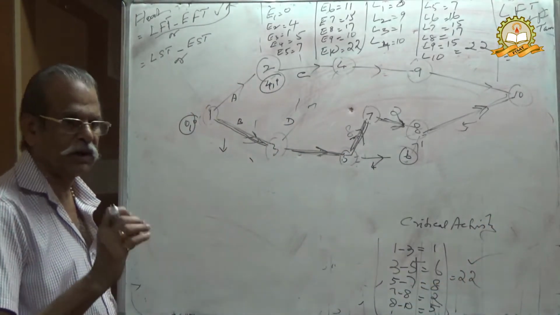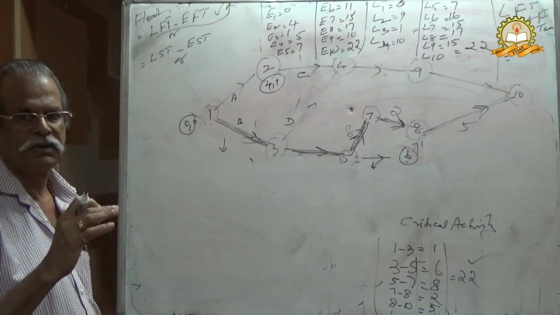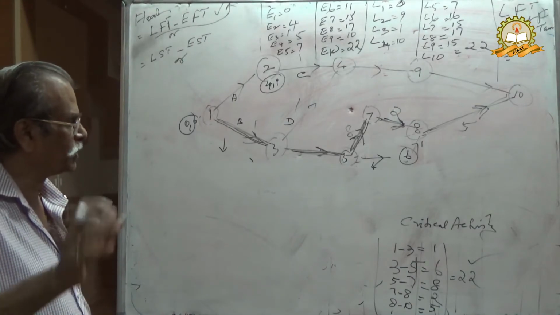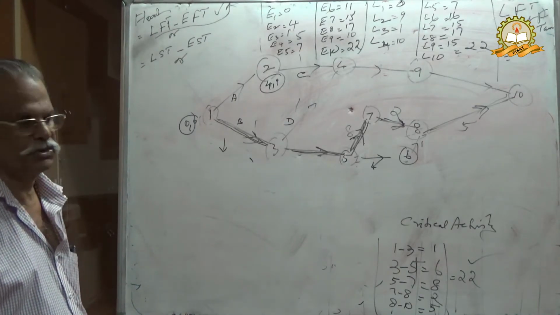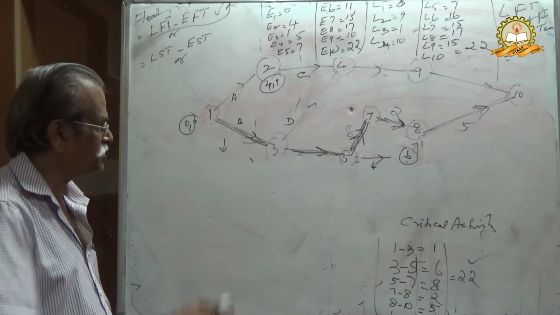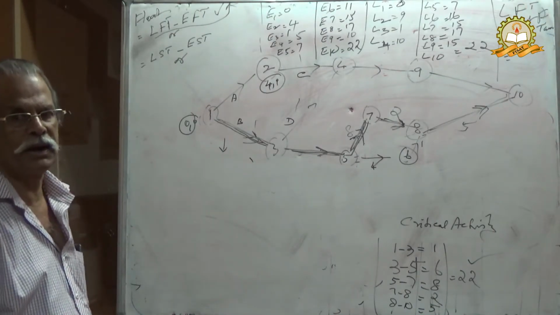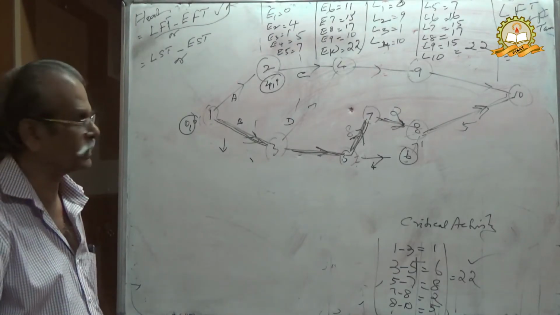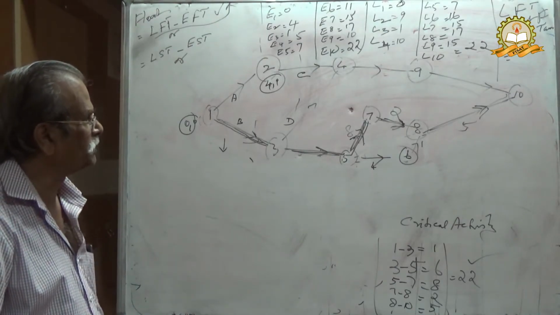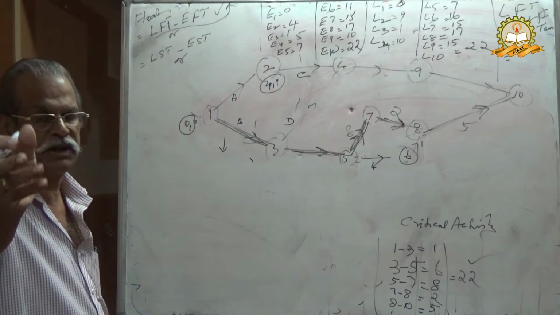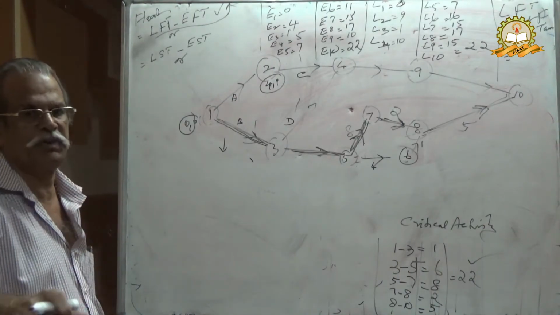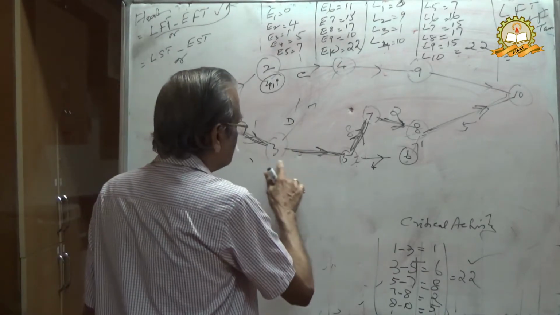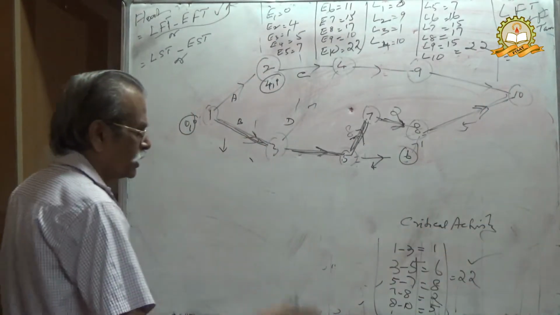Critical activity means you will have to complete these jobs. You will have to complete these critical activities on the path in order to complete the project. You may skip any other activity, but these activities should be done for completing the project. Therefore, this is the path 1, 3, 5, 7, 8, 10 with the 22.